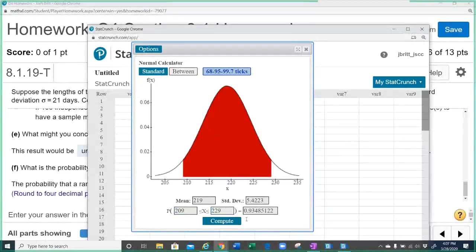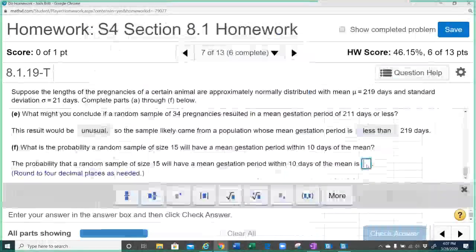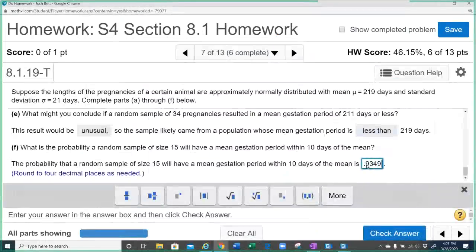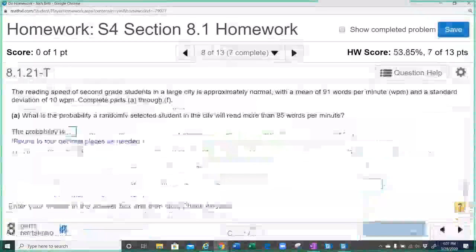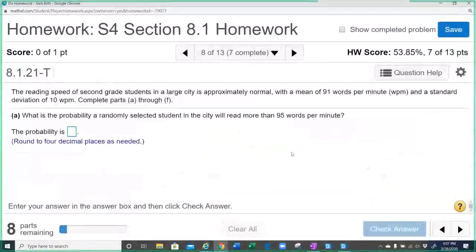So that's 0.9349. Okay, so same idea as before. You probably get the idea, but I'll go ahead and work through the rest of these for you.